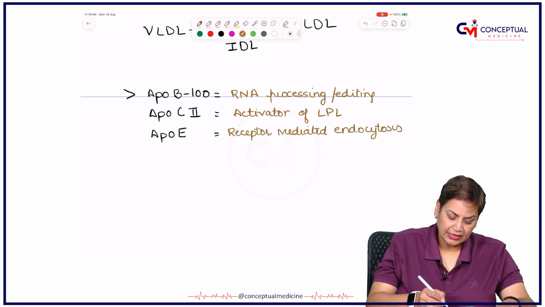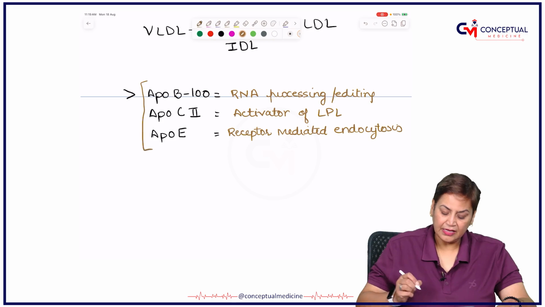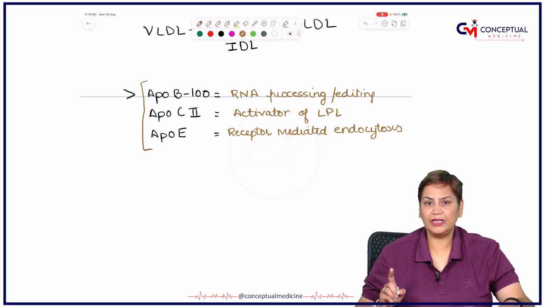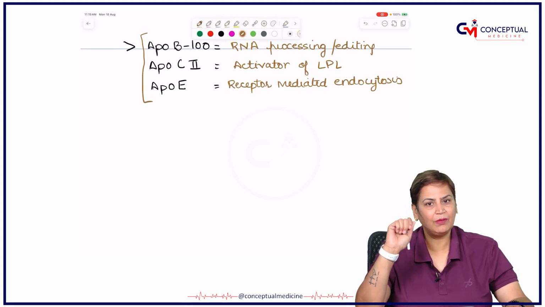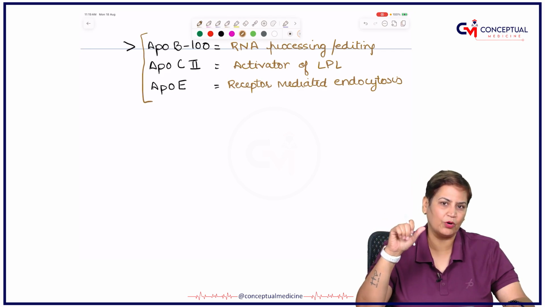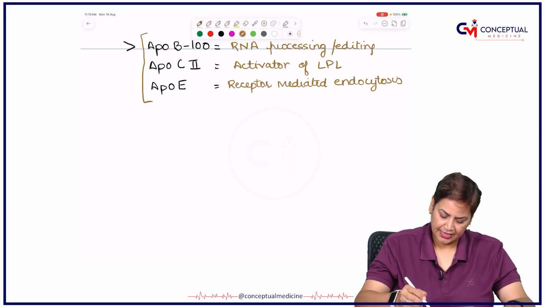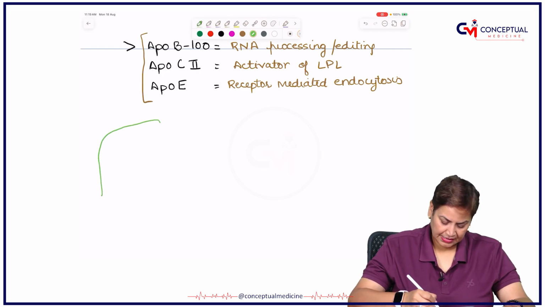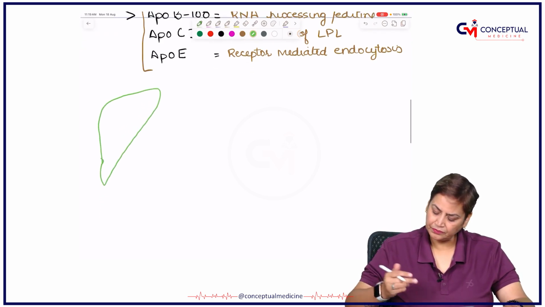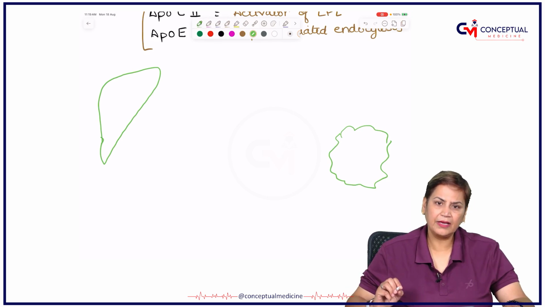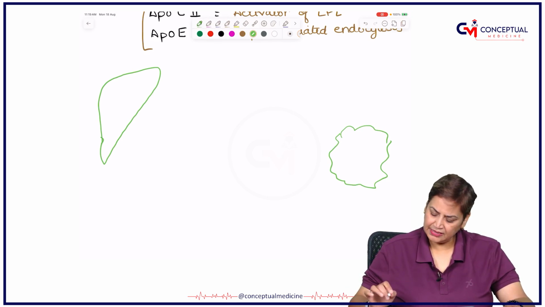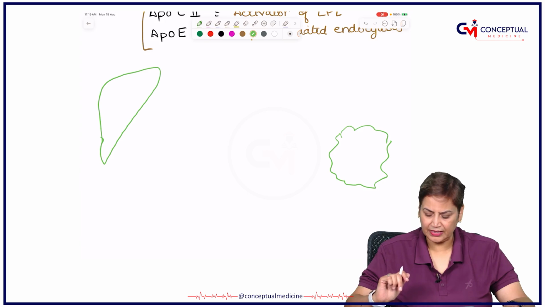Right. So these are the three specific apoproteins for the metabolism of VLDL. First of all, I will just explain with the help of a diagram, then we will note down what are the important points in this. Now see, say this is the liver. Say this is the adipose tissue, or extra peripheral organs, we can say that.